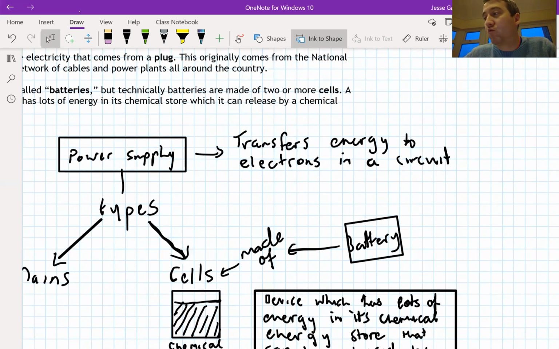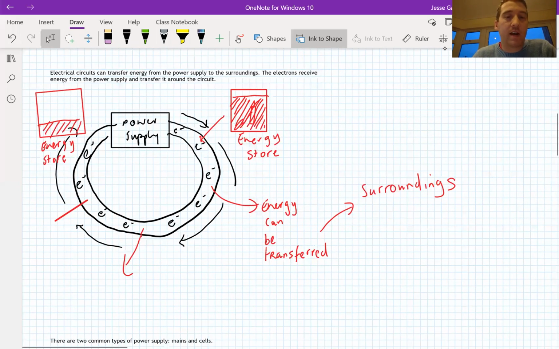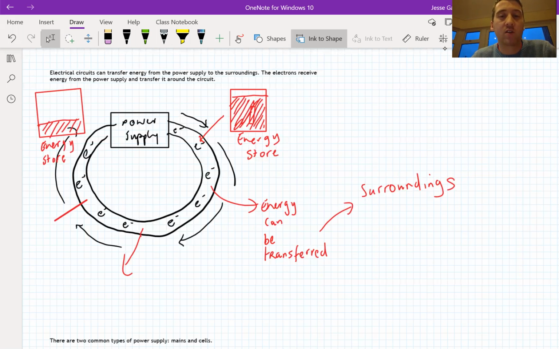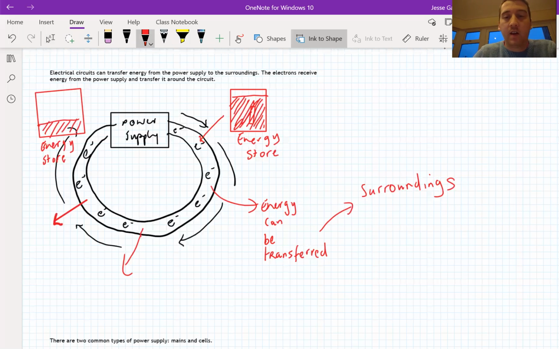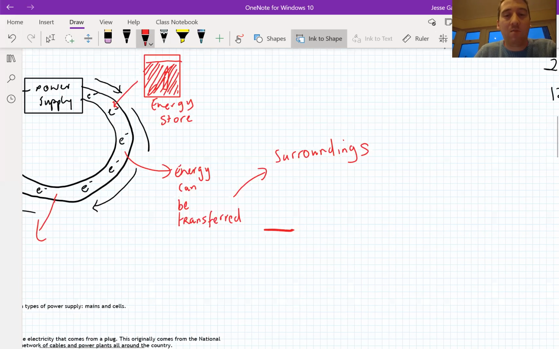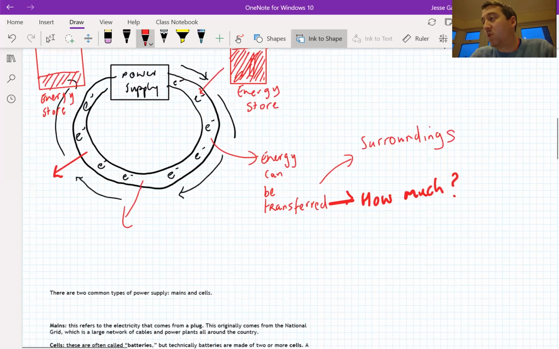Now, I'm going to go back up and just take a look at this diagram again. We said that the power supply supplies energy to the electrons, or transfers energy to the electrons which move around in the circuit. We then said energy can be transferred from the inside of the circuit, so from the electrons, to the surroundings. And the question is, how much energy can be transferred? That's a good question.